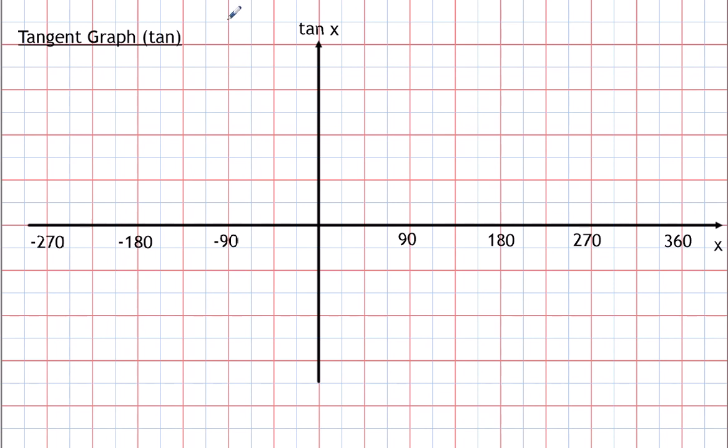Now if we start typing in some values like we did before, if I do tan of 0, I get 0. That's not unusual. But if I type in tan of 90, what you'll get is an MA error. Now you haven't done anything wrong. What's happening is that at 90 degrees, tan doesn't exist. I'll explain more in a second.